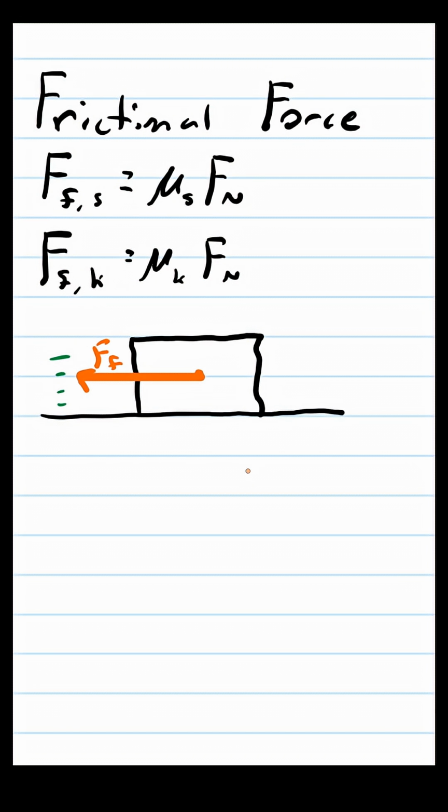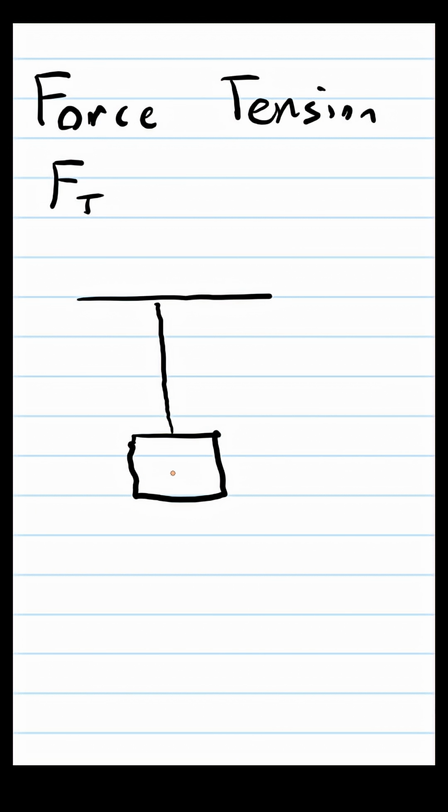If the object is moving, we need to use the kinetic friction, and if the object is not moving, we use the static friction. And the friction is always equal to the coefficient of friction times the normal force on the object. The tension force is the force that's caused by something hanging and is always in the direction of what's causing that hanging, either the rope or the string.